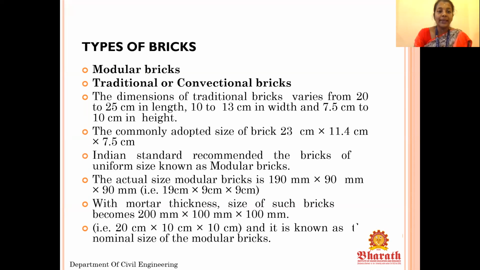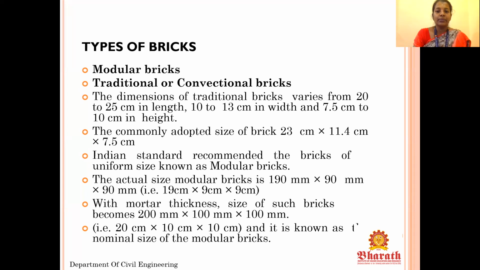Now we will be seeing the types of bricks. Generally there are two types of bricks: modular bricks, and traditional or conventional bricks. The dimension of traditional bricks varies from 20 to 25 centimeters in length, 10 to 13 centimeters in width and 7.5 to 10 centimeters in height. The common size adopted for brick is generally 23 centimeters by 11.4 centimeters by 7.5 centimeters, that is length by breadth by height.